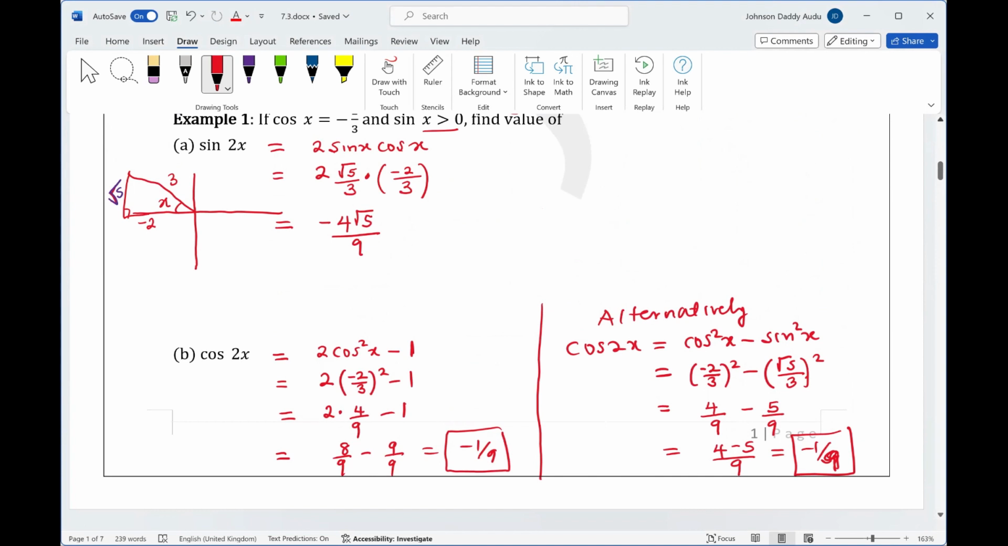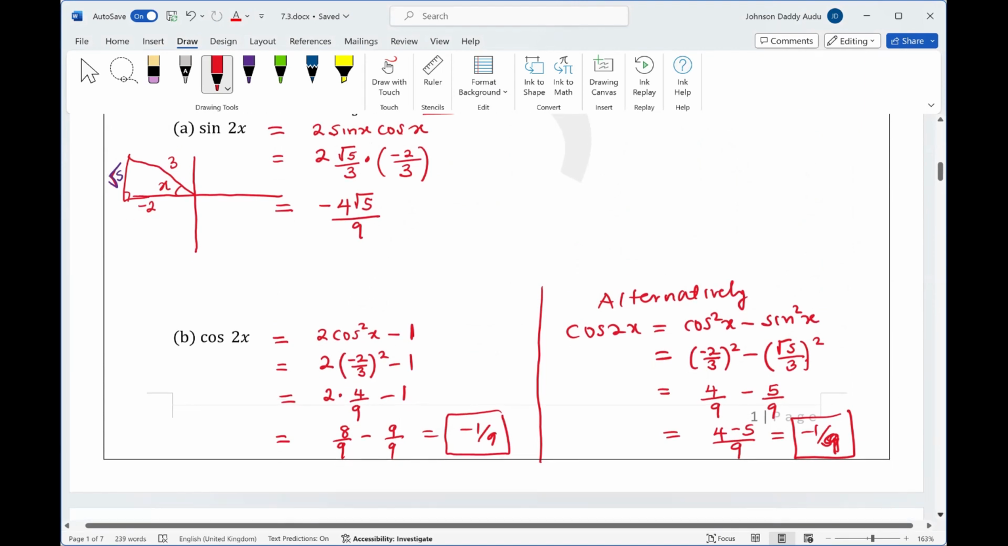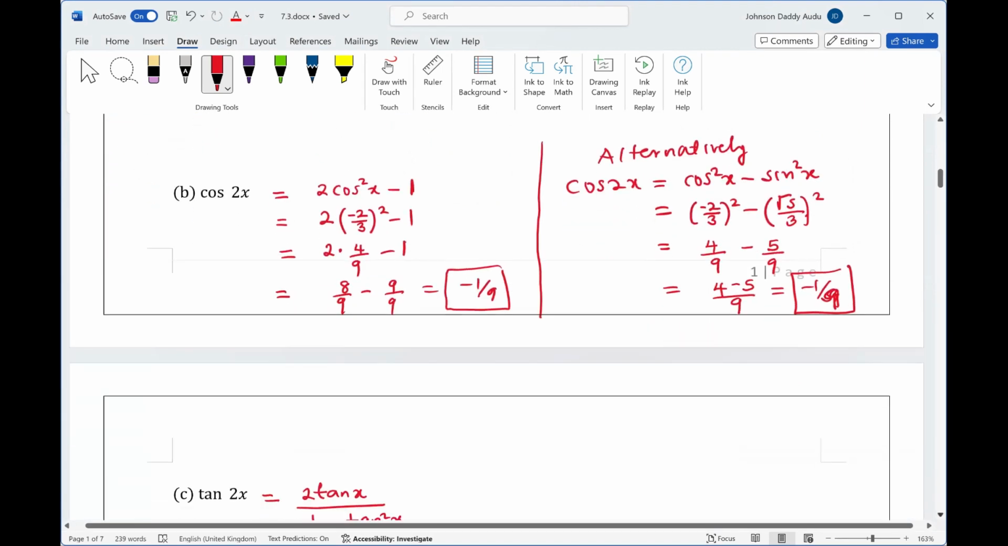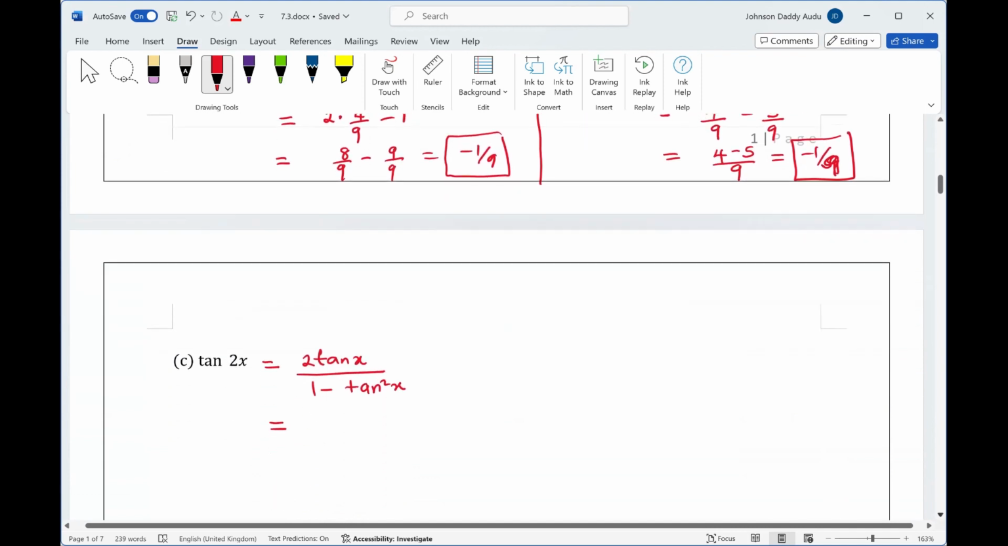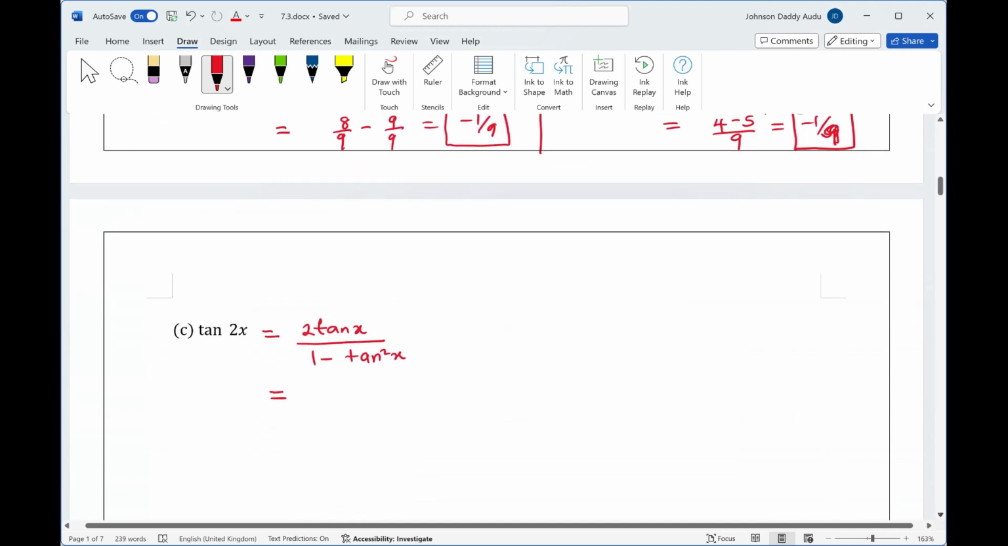It's going to be opposites in the second quadrant. So tan is going to be negative, actually. So we have opposites, which is √5 over adjacent, which is minus 2. So tan x is going to be minus √5 over 2, divided by 1 minus the same thing, √5 over 2 with a minus, but with a square.